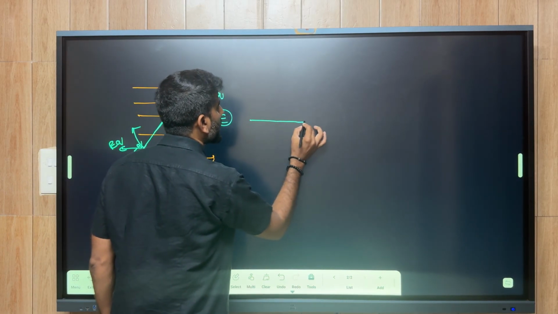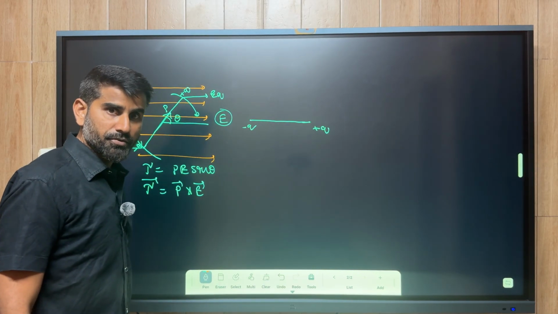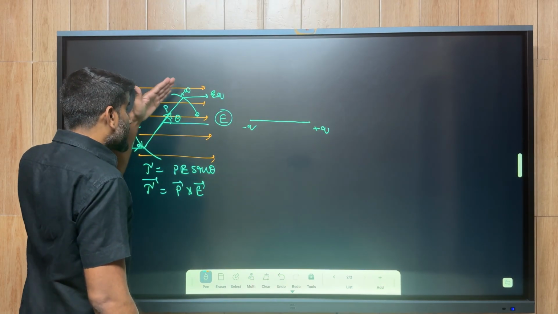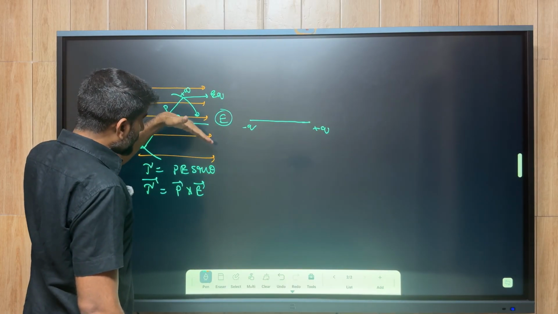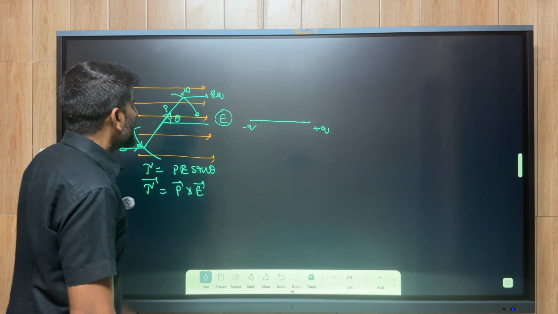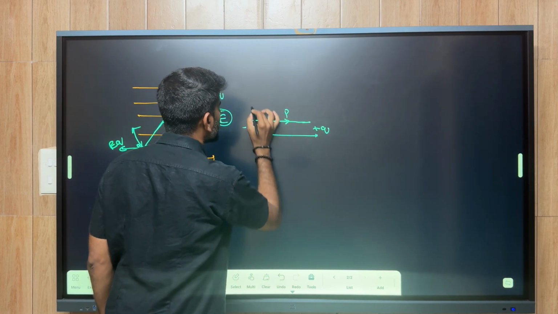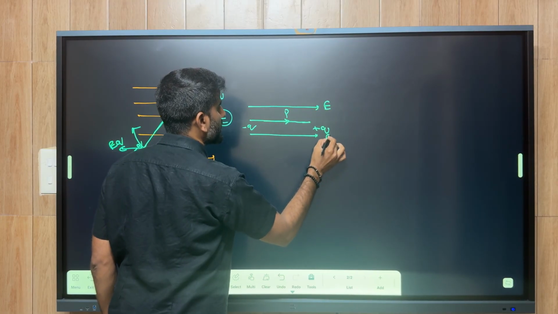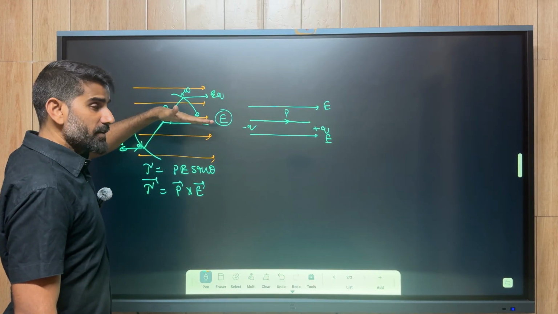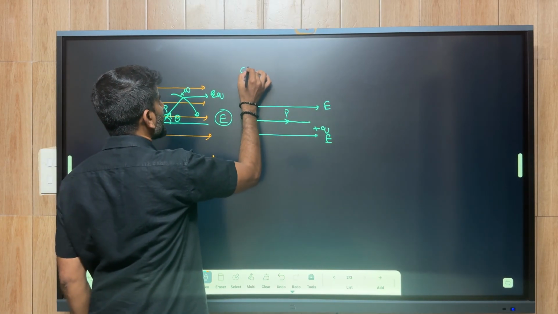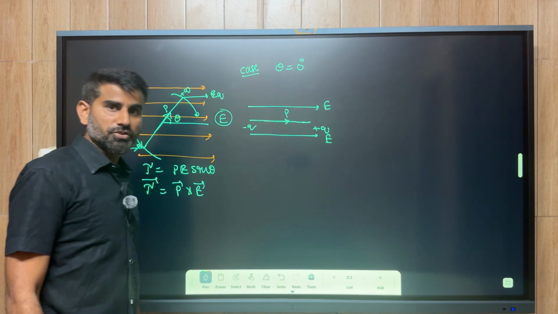After some time, the dipole will align along the electric field, but because it gains velocity by the time it comes and aligns along the electric field, it again moves to the other direction, again and again. Now let us see, the electric field is to the right and the dipole is aligned along the electric field. I'm taking the case of theta is equal to 0 degrees.